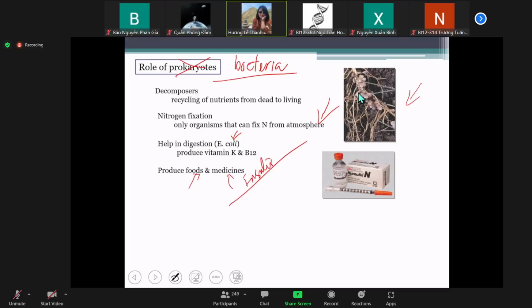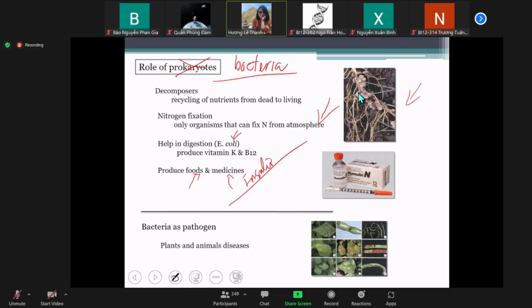And they are also pathogens. So besides the good side, there is a bad side also. Numbers of diseases are caused by bacteria, in plants and also in animals, and also in our bodies, right? And it's only 5% of the bacteria that are pathogens. Right, that is considered good news.